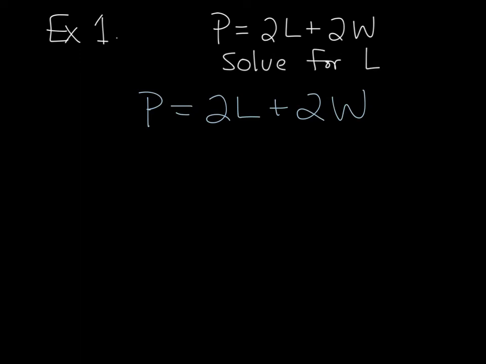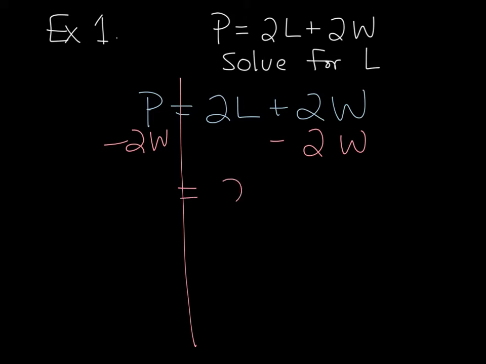Well, just like before, the rules still apply. To move something to the other side, you're going to have your minus 2W on both sides. Now here's where it may look different to you, because you simply have P minus 2W. You cannot combine them because they are not like terms, and you can't do anything other than just have P minus 2W, because you do not know at this time what the value of P is or what the value of W is.